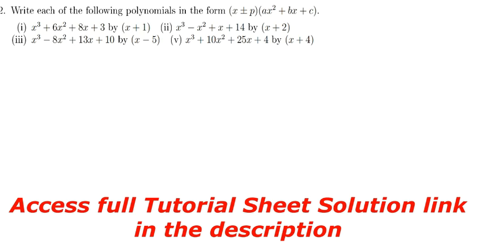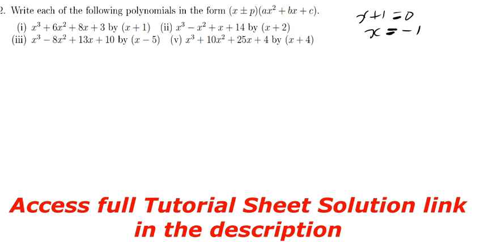Let us go ahead and also talk about question 2, which is saying write each of the following polynomials in the form of x plus or minus p. Then we have that. So this is one of the simplest things. We have been given the factor already. We can use synthetic division in this case. Okay, so what do I mean? We'll get x plus 1 is equal to 0. So x is equal to negative 1.